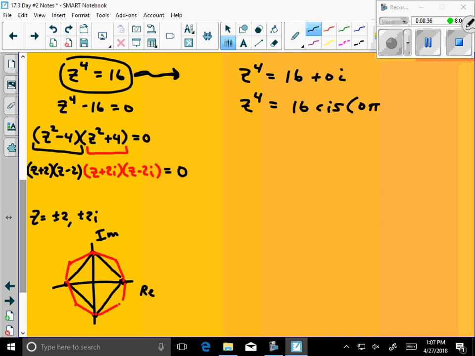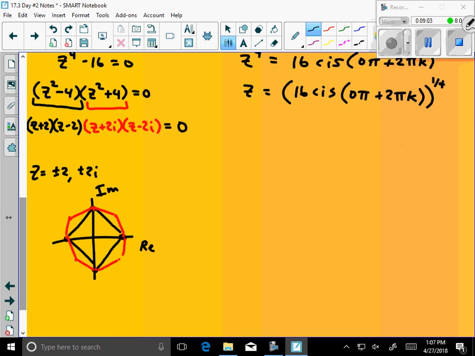Or 2pi, or 4pi, or 6pi, or 8pi. So what should I do? I'm going to add a 2pi k onto it. Now here's what happens. I take the fourth root of both sides. So what will that fourth root do to the 16? What's the fourth root of 16? 2.